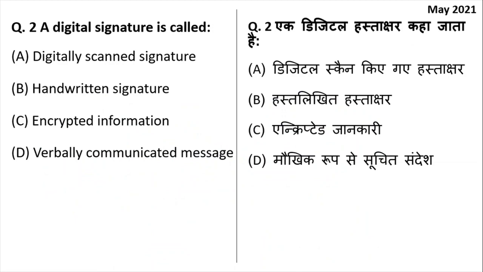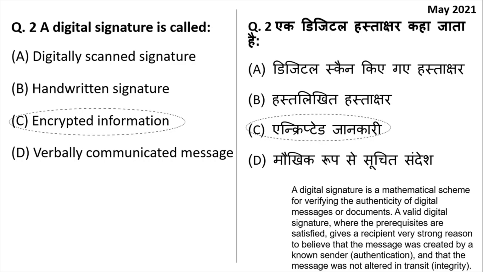A digital signature is called a digitally scanned signature, handwritten signature, encrypted information or verbally communicated message. So a digital signature is encrypted information. It means there are certain digital documents that you want to send. So what do you do? You put a digital signature on it. When it is received by the receiver, if the digital signature is valid, it means that the information inside it has not been altered during transmission. So the right answer is option C. It is encrypted information. That means if it goes in the network, nobody is able to break it or change it. So here the right answer is C.